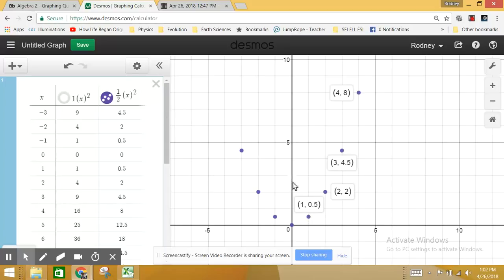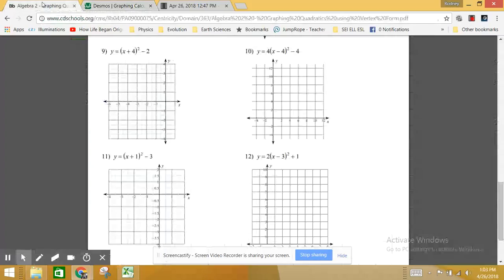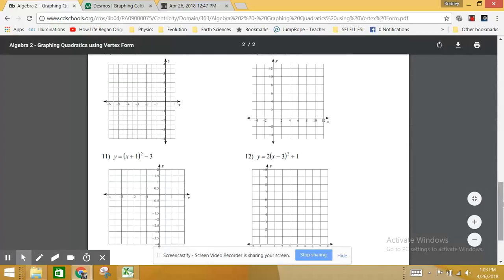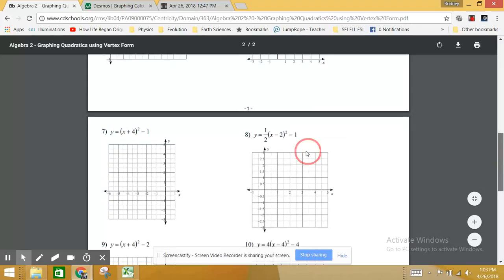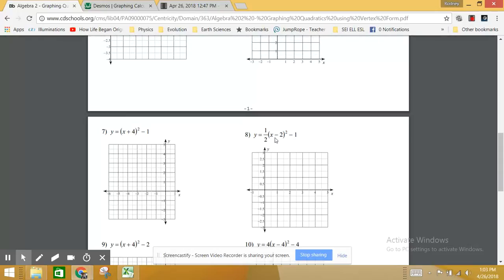I'm going to leave this in here without those labels, and we'll test one out from the homework that has a half as the A value. So we'll do number 8. Our vertex is going to be at 2, -1, because our h is +2, since it's x minus h, and our k is -1.